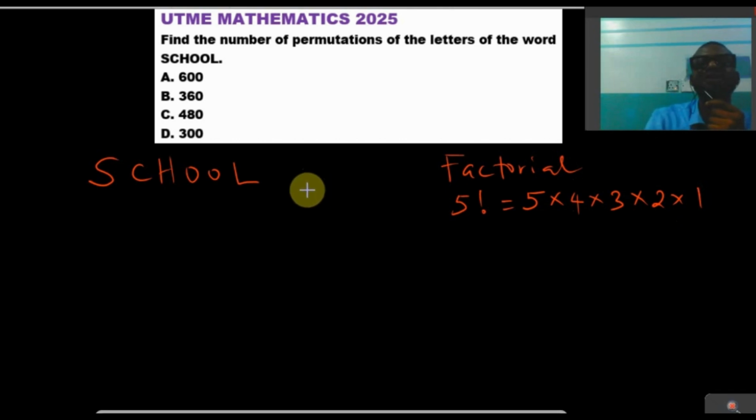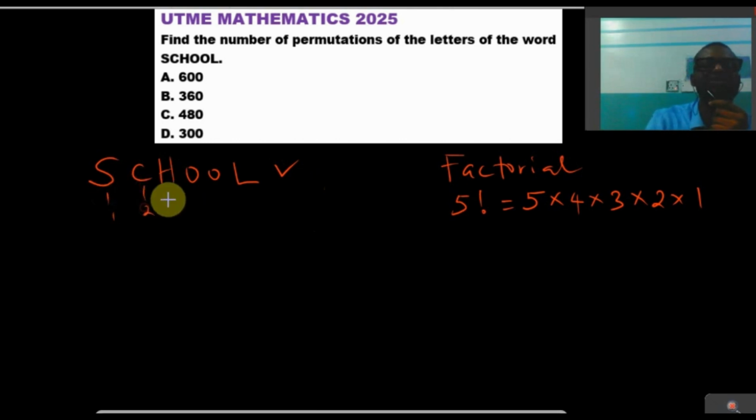Permutation is all about arrangement. So find the number of permutations of the letters of the word school. It's like saying find the number of arrangements of the letters of the word school. School is one arrangement. So how do you mix these letters together to get different words? The number of words we get by arranging the letters of the word school is what we call permutation.